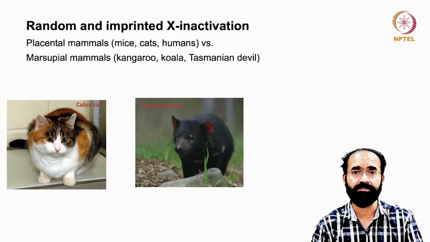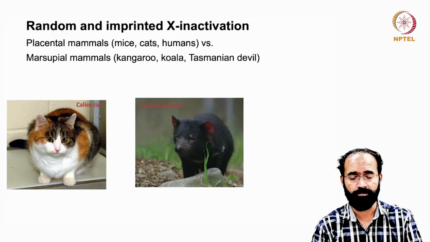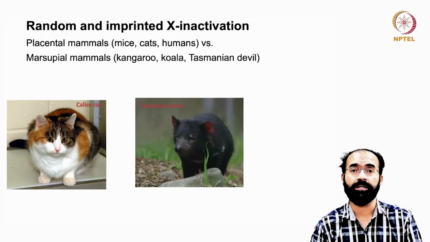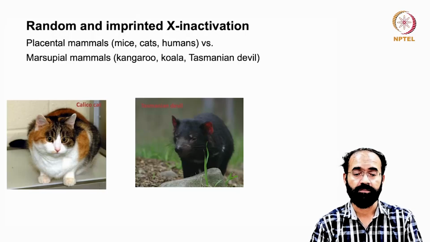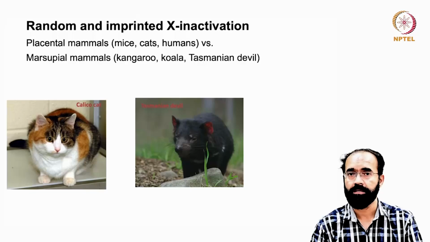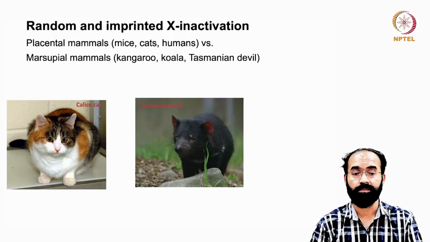And here you have an example of the Tasmanian devil, which is a marsupial carnivore. It is the only member in the marsupial group which is a carnivore. The rest of them are mainly herbivores or omnivores. This is a strict carnivore, meaning it eats meat.